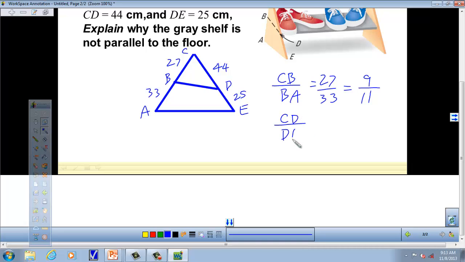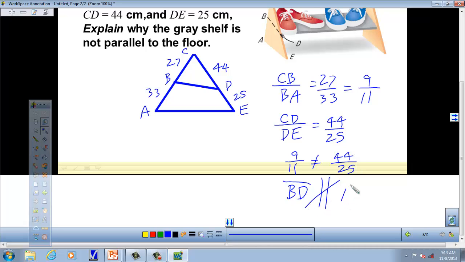For the second one, we've got CD over DE, and that is 44 over 25, and we can see now that 9 over 11 is not equal to 44 over 25. Therefore, we know that BD is not parallel to AE. Okay?